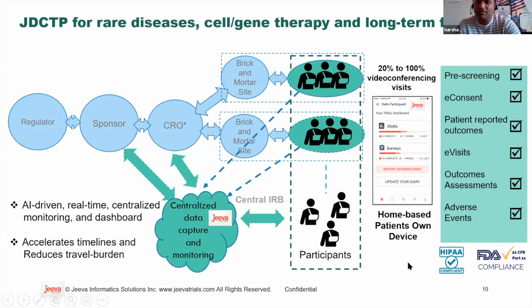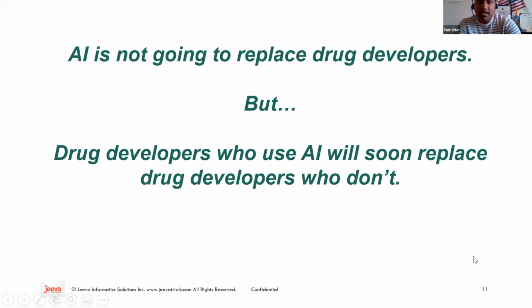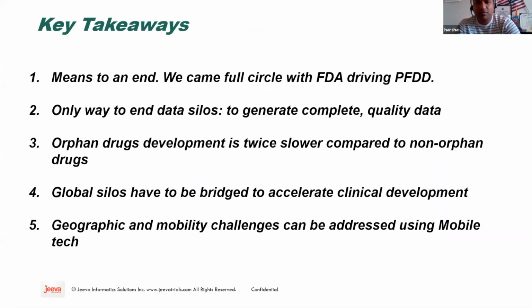And so we are focused on developing a scalable, flexible solution on the cloud that can enable this type of solution that can now aggregate and track data from past clinical trials that can learn continuously and make the next trial more efficient. So AI is not going to replace drug developers, but drug developers who use AI will soon replace drug developers who don't. And so key takeaways for me is we have come a full circle with FDA driving the patient-focused drug development paradigm. And so we need to keep in mind that technology or AI is a means to an end.